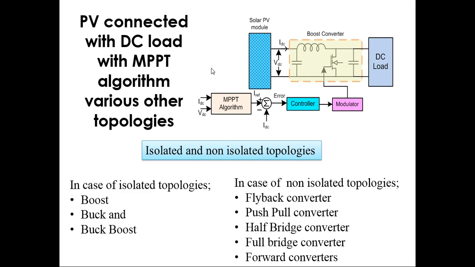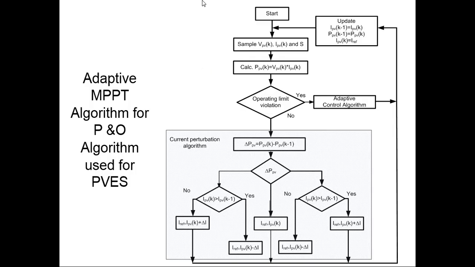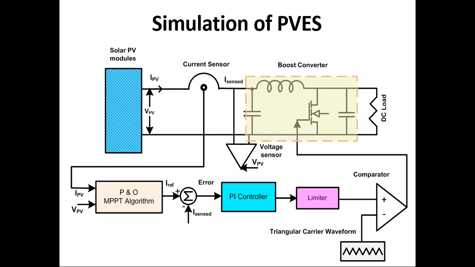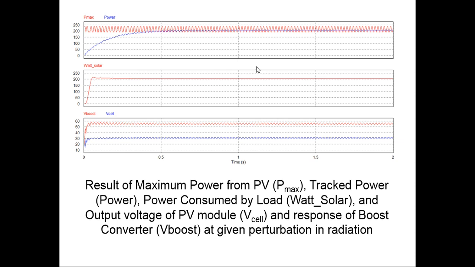Now, I'll try to demonstrate the adaptive one. So this is the algorithm I was talking about by the author. This part is an observer, and this part is newly introduced. I'm thankful to the author for providing us such an efficient algorithm to generate the maximum power point. We have introduced this in the solar PV modules with the boost converter. The error is given to the PI controller and limiter, and a triangular voltage waveform is given to the boost converter. And we are getting these results for the same algorithm.